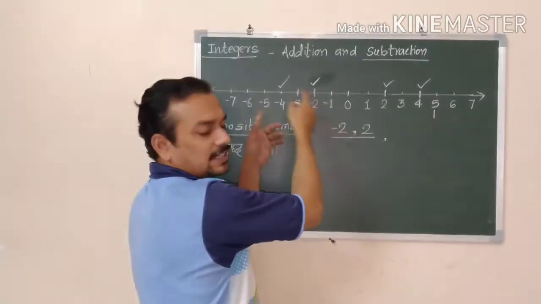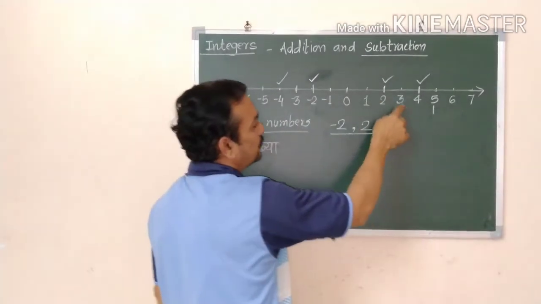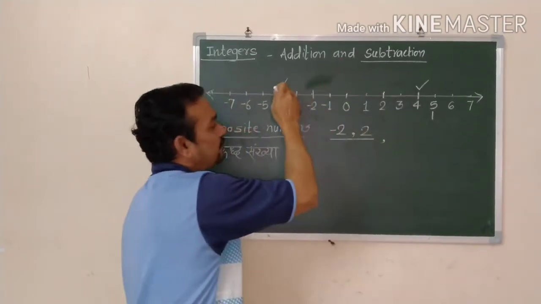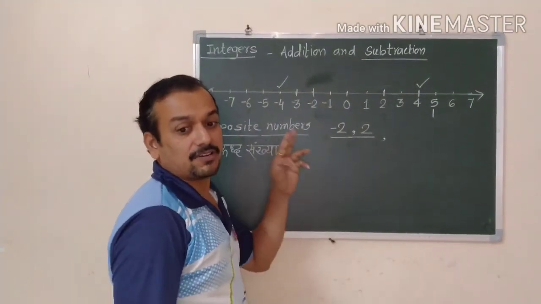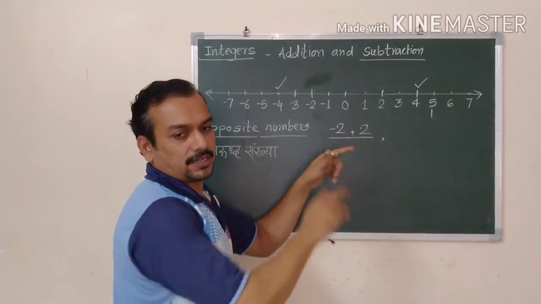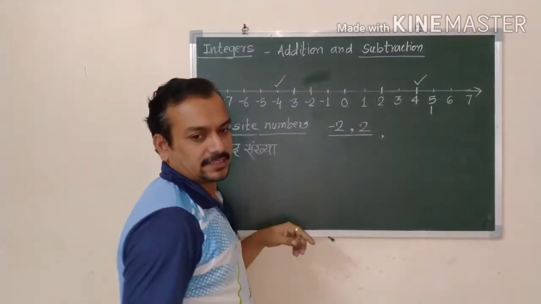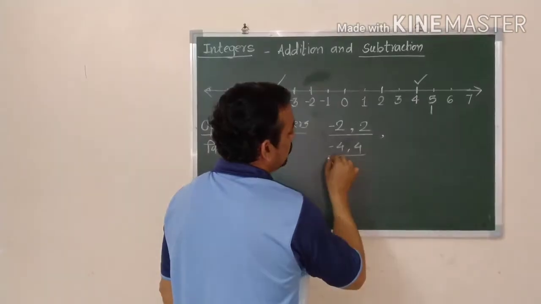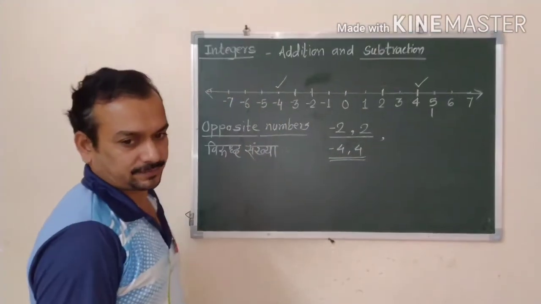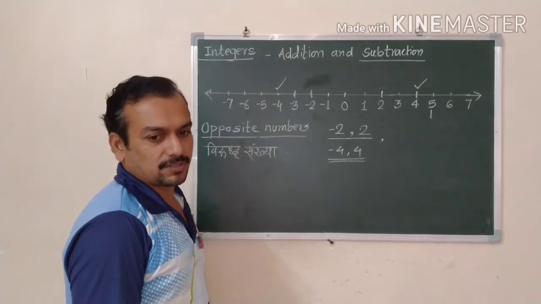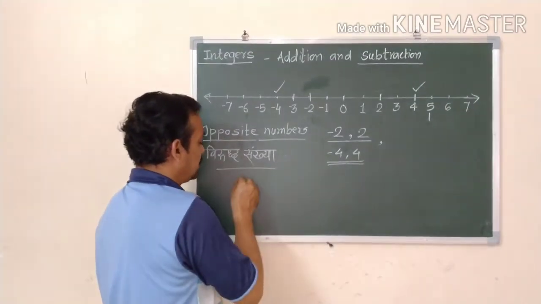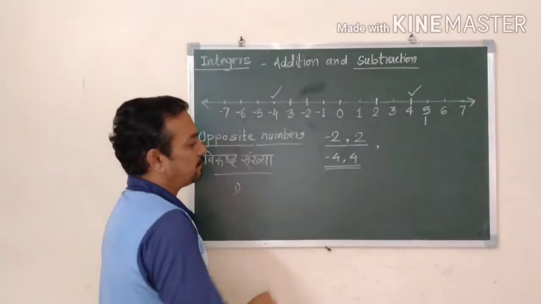But this is on the left hand side and positive 4 is on the right hand side. That means positive 4 and negative 4, these two numbers are at equal distance from 0 but in the opposite direction. That means negative 4 and 4, these two numbers are opposite numbers. If we add these two numbers, then look at here, I explain. First we see the addition of opposite numbers.